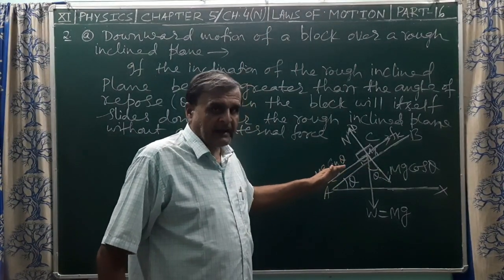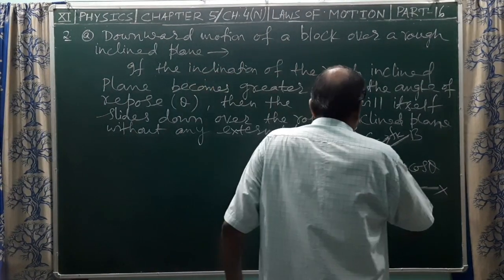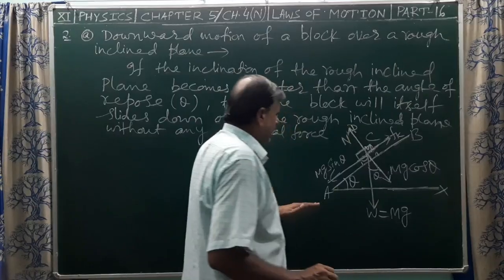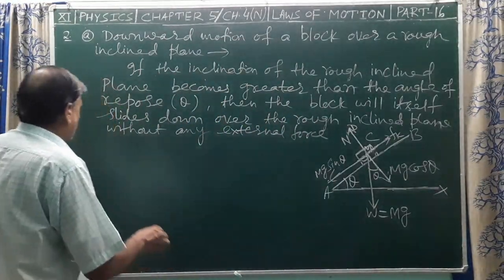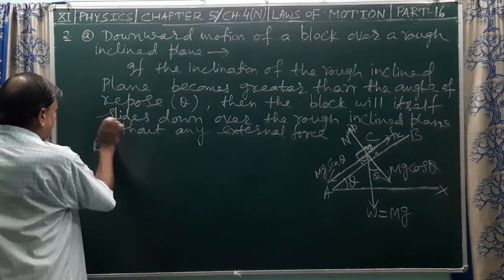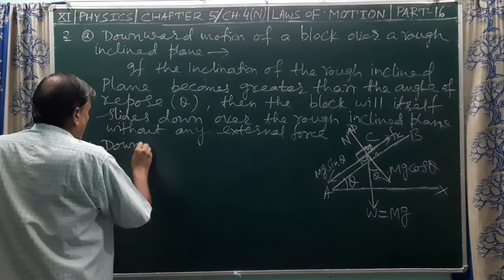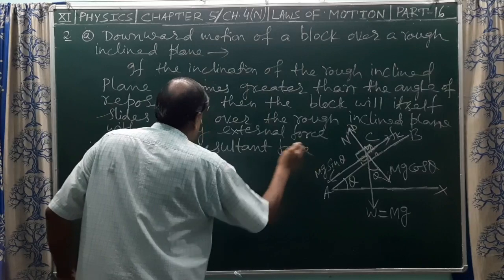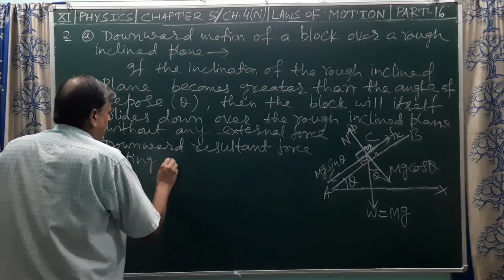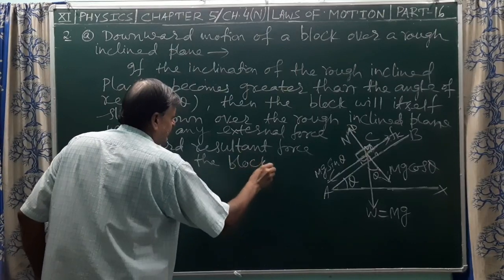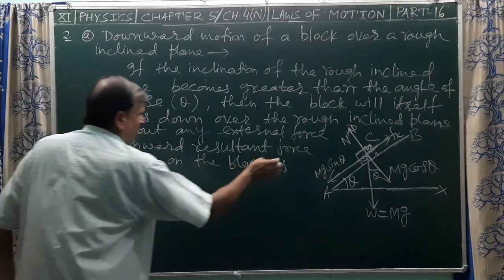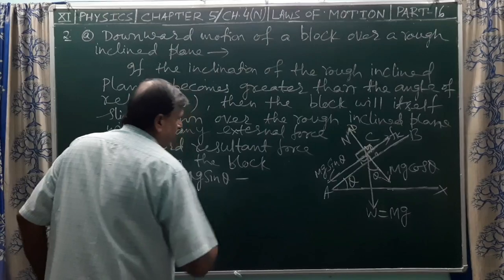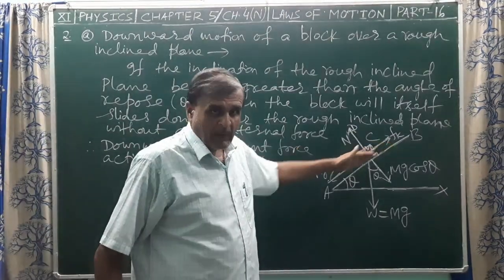So the mg sin theta component of the weight will be larger than the frictional force between the surface of the block and the rough inclined plane, therefore the resultant force will act downward. So the resultant force now acting on the block in the downward direction, therefore the downward resultant force acting on the block is equal to mg sin theta, that is the component of weight acting on the block in the downward direction along the inclined plane.